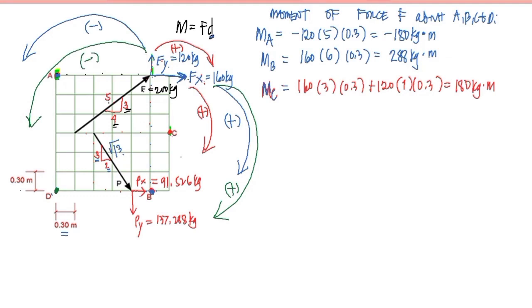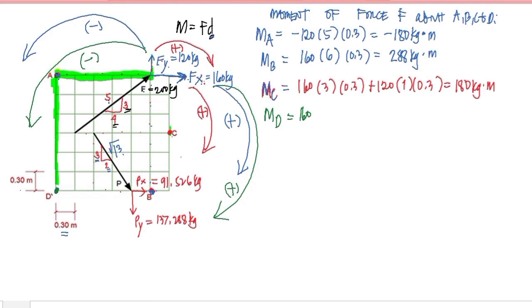Okay, so for the moment at point D, this is equal to Fx, so that's 160, multiplied by the perpendicular distance. Since point D is here, and this is the line of action of Fx, meaning this is our perpendicular distance to point D. And we count these blocks: 1, 2, 3, 4, 5, 6. So we have here 6 blocks which measure 0.3 each.